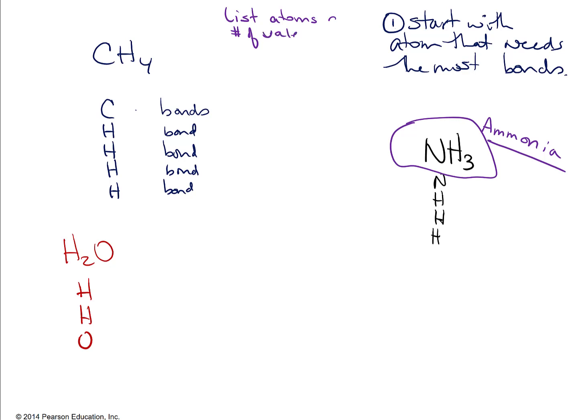Remember that you're writing the number of valence electrons. You don't care about the electrons that are in lower energy levels. They're full and stable. So when you look at carbon, you're not looking at 6. You're looking at the group number at the top because that's telling you the number of valence electrons. So you'll list the atoms, number of valence electrons, and the number of bonds needed.